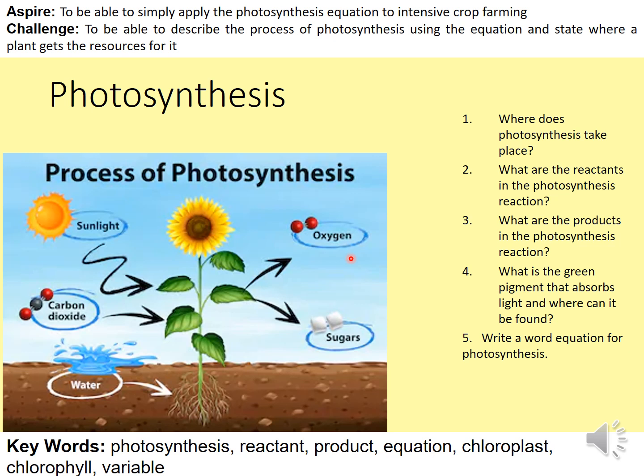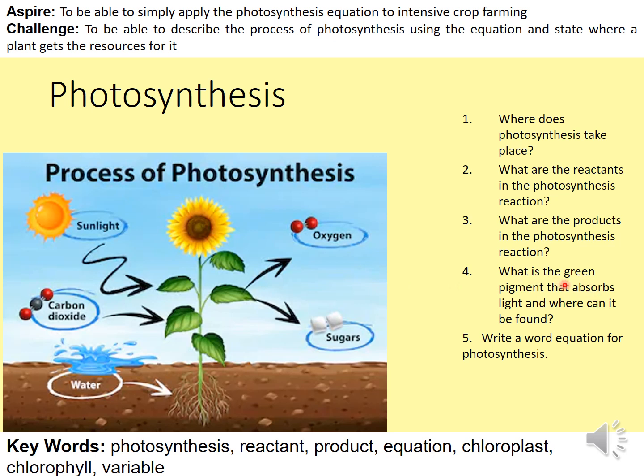So we have answered question 1. Photosynthesis takes place in the leaf, in the chloroplast. What are the reactants in the photosynthesis reaction? The answer is carbon dioxide and water. What are the products in the photosynthesis reaction? And the answer is oxygen and sugar. Either way round will do, it makes no difference.